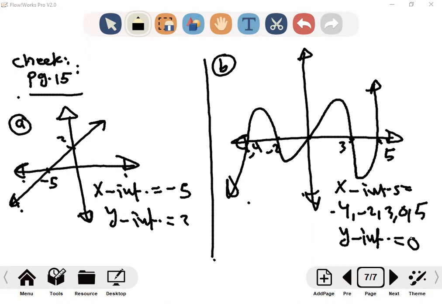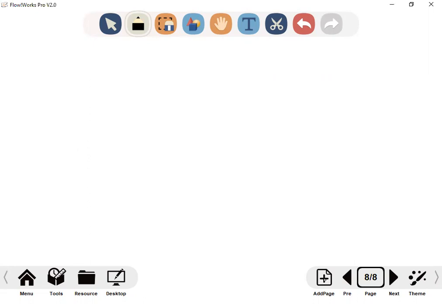Okay, we finished the intercepts from graphs. Still one thing we call symmetry. Symmetry of functions. Look here, understand quickly.